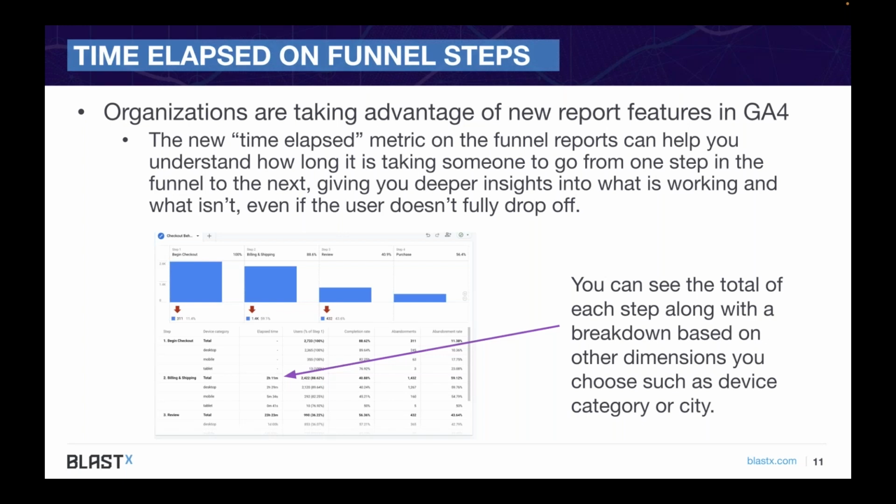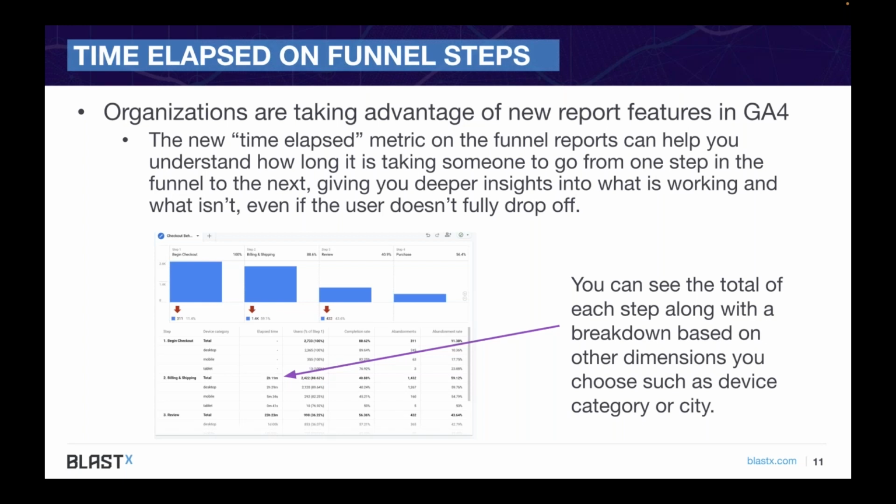But what GA Universal doesn't take into account is how long people take going from step one to step two, or from step two to step three. They may not be dropping off, but they may be taking way too long to get through the different steps. With time elapsed, you can now see, even if they didn't drop off, are they taking too long? Is this form too complicated? It really allows you to get more granular in how you can possibly upgrade your forms or your applications or make changes to just make the experience better for the user.